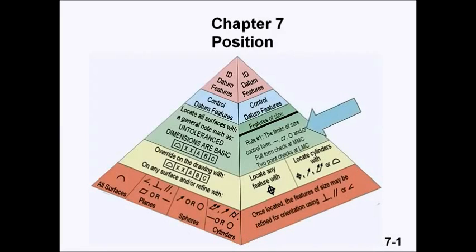If the feature of size is a cylinder and is coaxial to a datum axis, we will see in the next chapter that there are several ways to control the location. This chapter shows how to locate these features of size using the position tolerance.